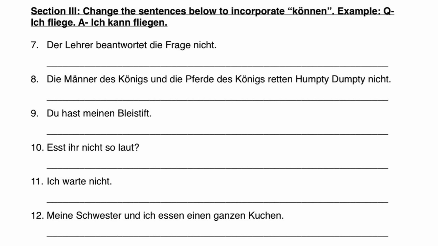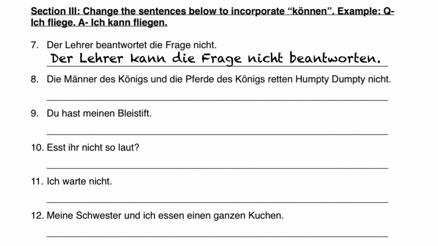Then we have to conjugate können to go with der Lehrer, and so we would say kann and put that where the verb used to be. So we end up with the sentence, der Lehrer kann die Frage nicht beantworten. The teacher cannot answer the question.